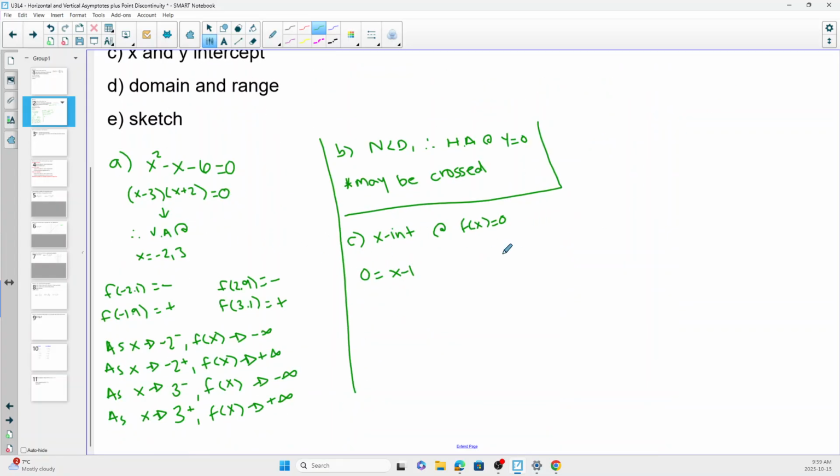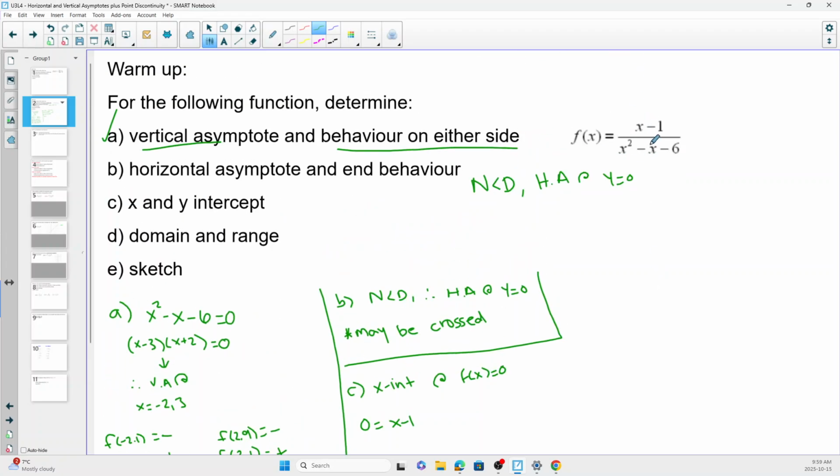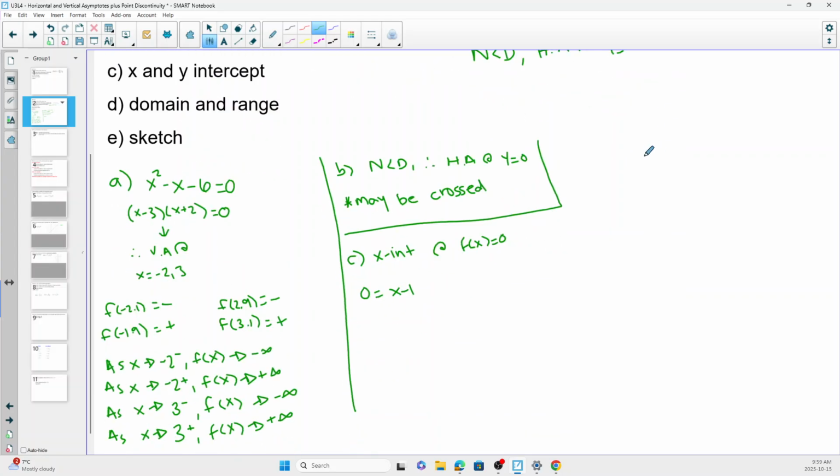Because remember, that's the only way to make a rational function have a value of 0, is for the top to be 0. 0 divided by anything is just 0. The bottom cannot be 0 because then now we have a vertical asymptote, we have an error. So 0 is equal to x minus 1, and we use opposite operations, add 1 to each side. So we end up with 1 equals x. So therefore, we have an x-intercept at x equals 1. So we have a horizontal asymptote, but we do cross that asymptote.